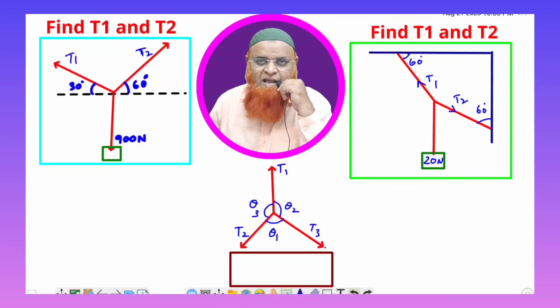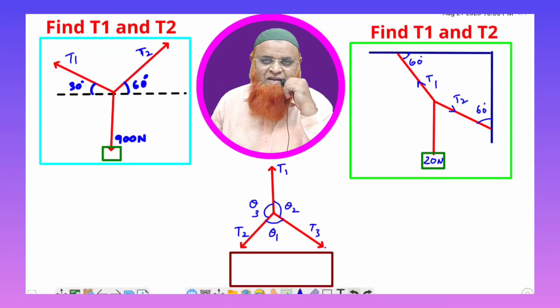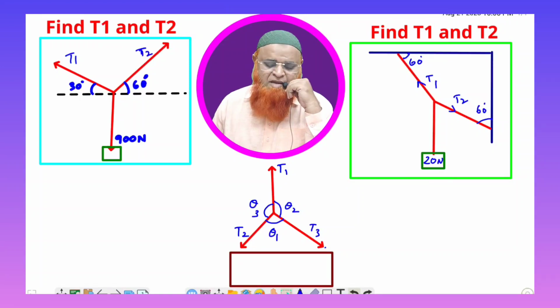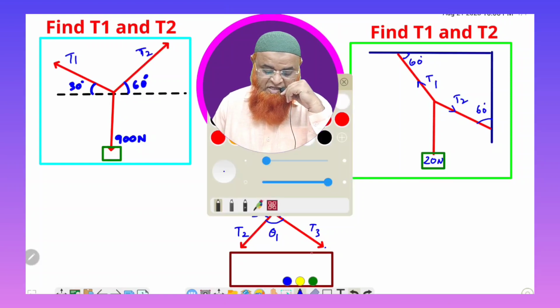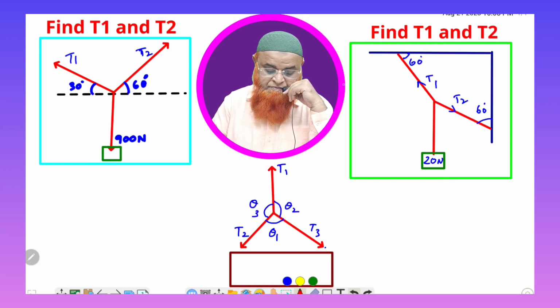My dear students, how are you going to solve the problems of Lamy's theorem? Many students ask me to explain Lamy's theorem, which is a very easy subject. So in the form of a memory map diagram, I am going to explain what Lamy's theorem is. If you see the diagram shown here, what is Lamy's theorem explaining? Let me discuss here now.